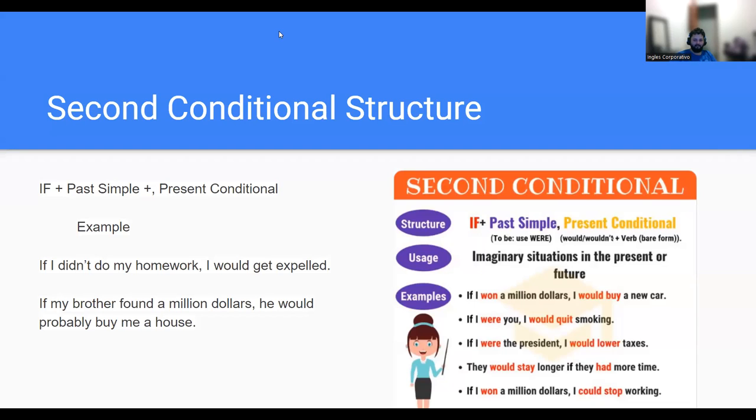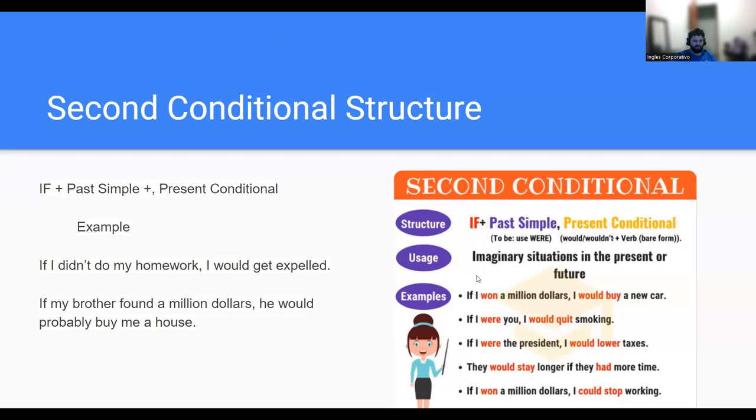All right. Let's see. Tania, do you have your example? If I spoke better English, what? I might apply for that job. Okay, very good.